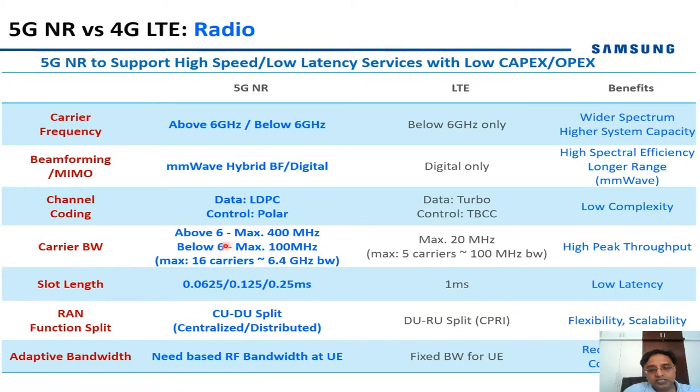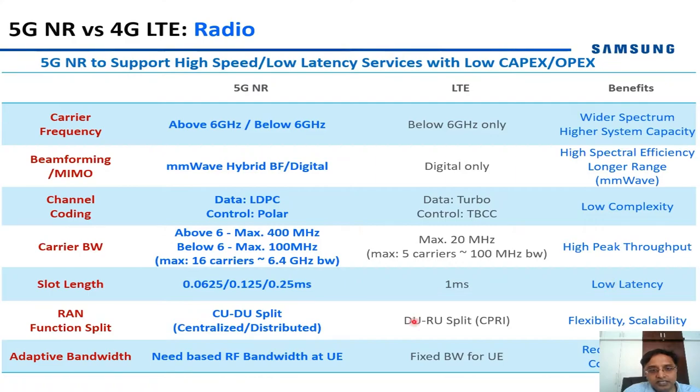And below 6 gigahertz, we can have a maximum carrier size of 100 megahertz. Compare this with LTE, where we have a maximum of 20 megahertz per carrier, and only 5 carriers can be aggregated, which brings in 100 megahertz. So this is the most important enabler for high peak throughput.